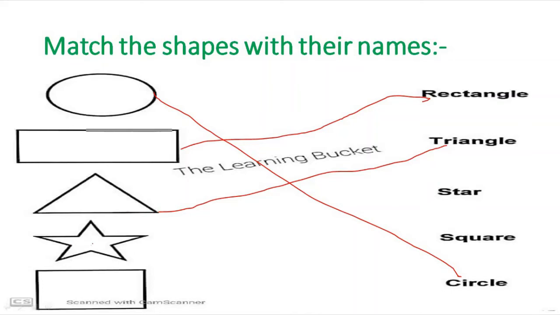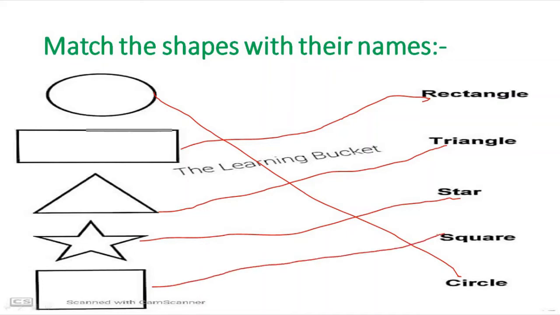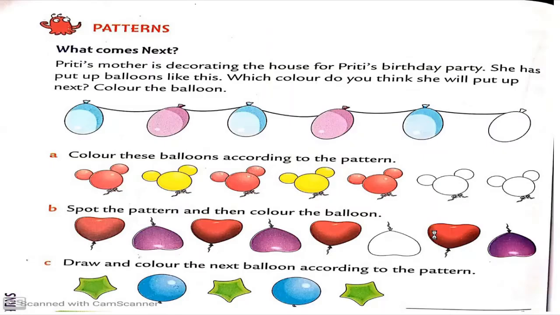Next shape is star. Which shape is this? Star. Have you ever seen the stars? Yes. Every day we see the stars in the sky. So what is the spelling of star? This is the spelling of star. S-T-A-R, star. Let's match it. Okay. Next is square. S-Q-U-A-R-E, square. Done. Move on to the next.